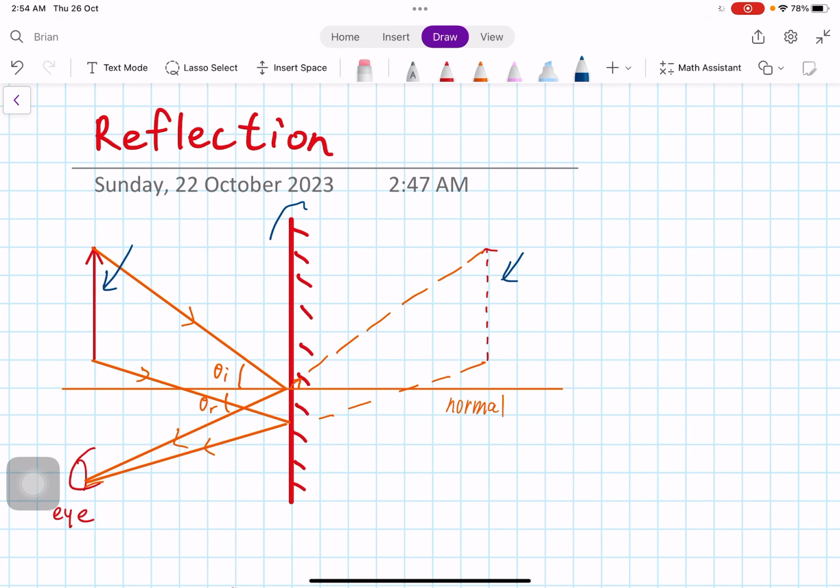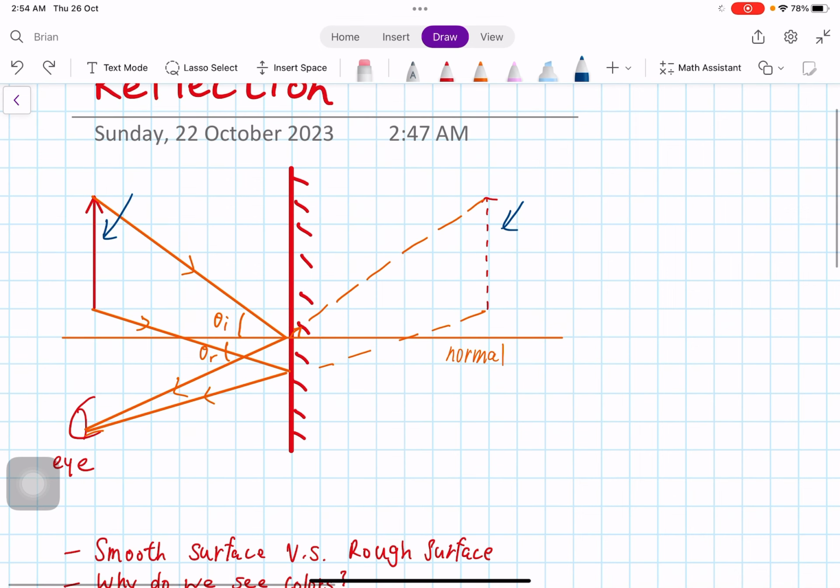And we're talking about this mirror, and anything that goes perpendicular to the surface of the mirror is called a normal. And I picked the normal here because this is the point where it intersects the incident ray right here and the surface of the mirror.